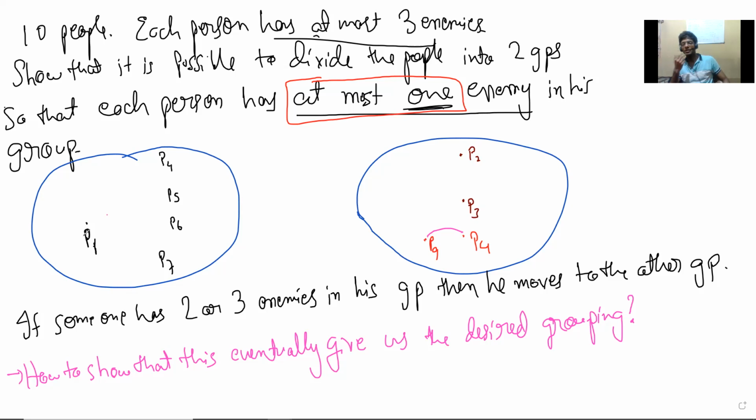So then how do we show that it works? Can you prove that after a person moves twice, then he doesn't have to move anymore? If you can show that kind of thing, then you are done. Do you guys agree? Yeah. So the point is, can anybody explain what I just said? Why that will be good?